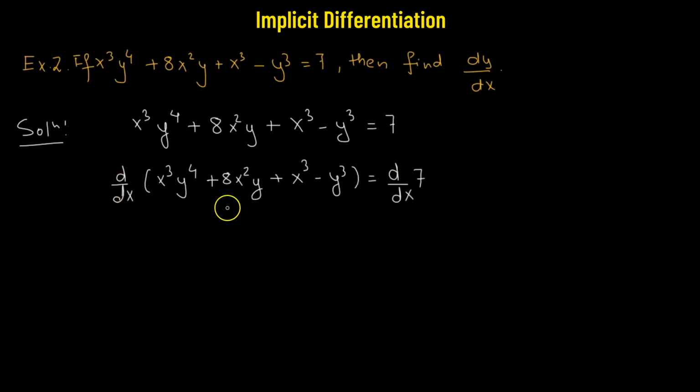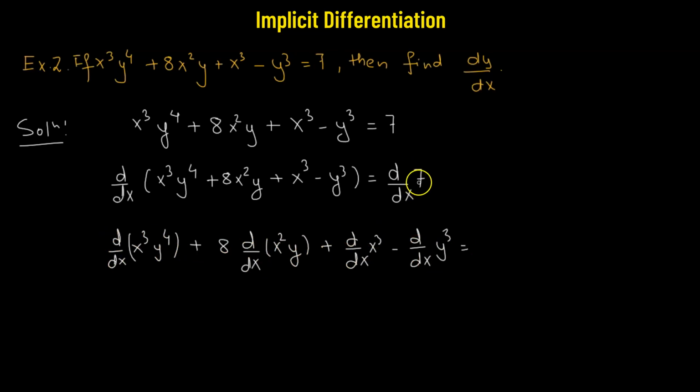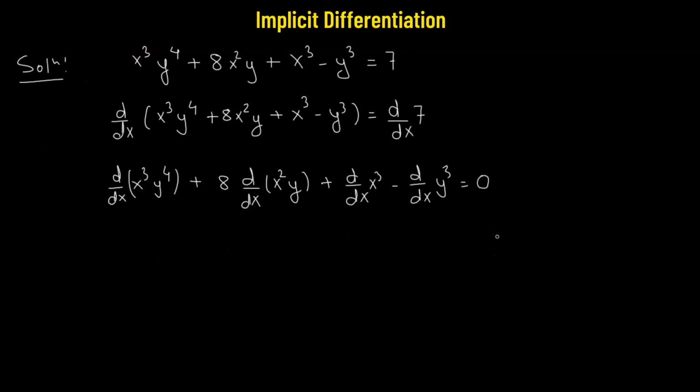So now let's separate the differentials on the left hand side. So we have, and differentiation of the constant 7 will be 0. Now what we'll do, we'll apply the product rule to our first derivative. So this will be x cubed times derivative with respect to x of y raised to the power of 4 plus y raised to the power of 4 times derivative with respect to x of x cubed plus 8 times, again we apply the product rule to our second derivative.